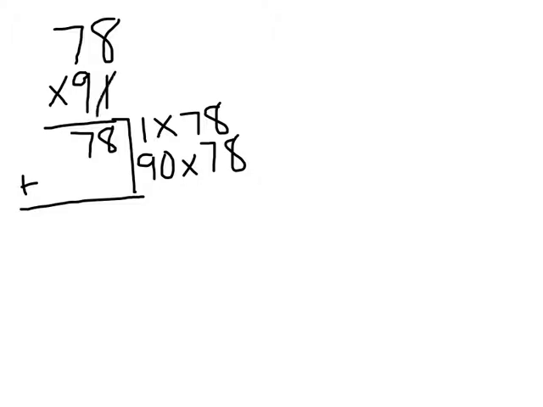Now I need to drop my 0 because I'm multiplying in the tens place. 9 times 8 is 72. 9 times 7 is 63, plus 7 more is 70. When I add, I get 8, 9, 0, 7,098.